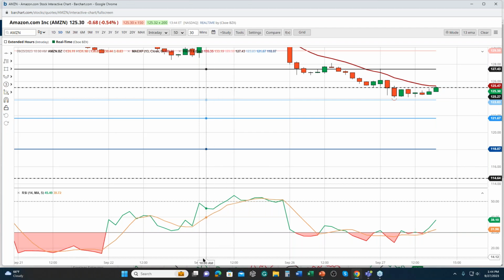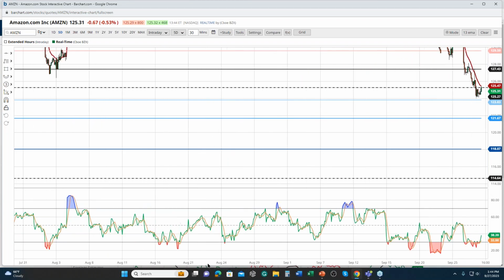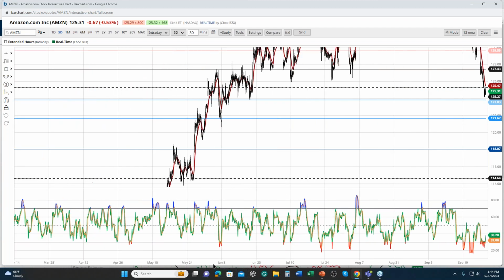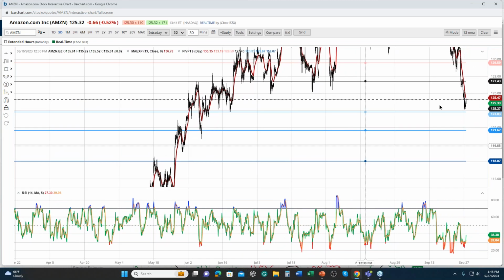But I think that also what we have to consider when we take these floor trader pivots into account is that there are lines of support, and these are also roadblocks or speed bumps that we have to be aware of when we do this risk assessment.